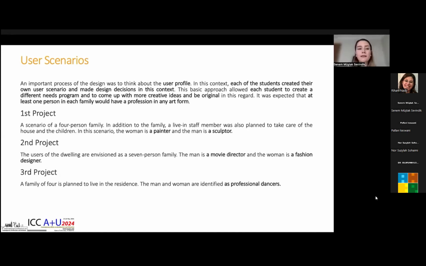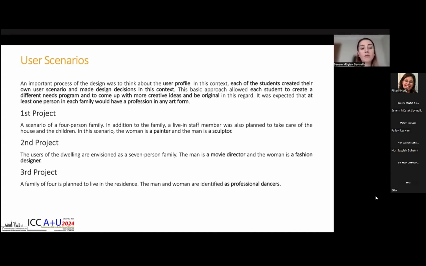It was expected that at least one person in each family would have a profession in some art form. First project, a scenario of a four-person family. In addition to the family, a live-in staff member was also planned to take care of the house and children. In this scenario, the woman is a painter and the man is a sculptor.